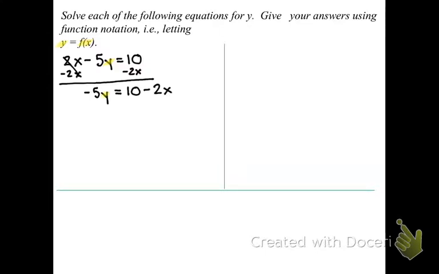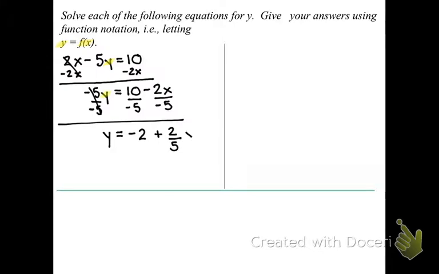All right, we're still trying to get that y by itself. Remember, the negative 5 and the y are connected by multiplication. And to undo multiplication, we have to divide by negative 5. All right, so this leaves us with now y equals 10 over negative 5 is going to simplify to a negative 2. And then a negative over a negative simplifies to a positive, so we'll have plus 2/5 x.